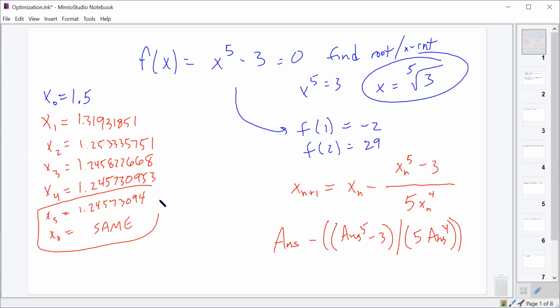Great. So we'll say that is good enough right there. As soon as it starts repeating, we've reached a point where our accuracy is the best we can get using our calculator. Good or no?